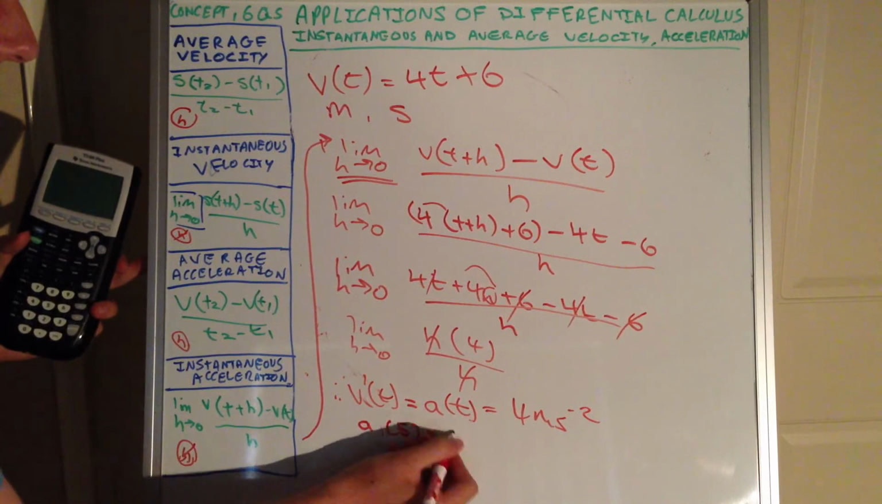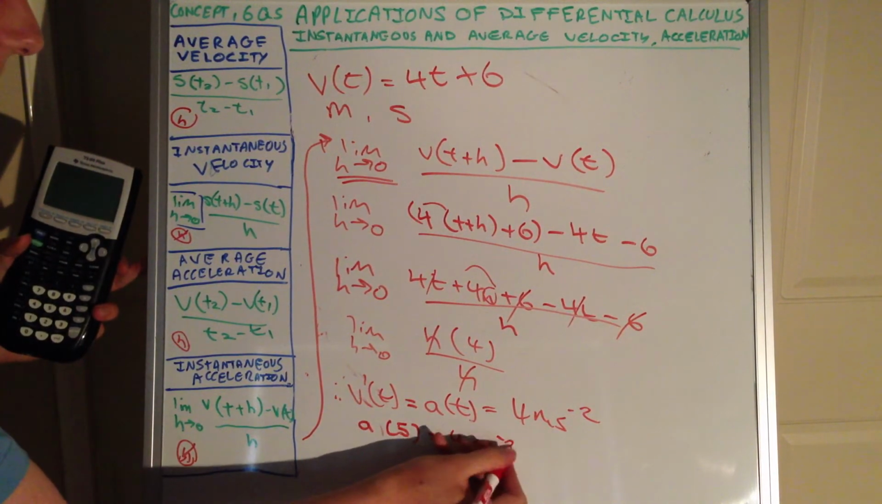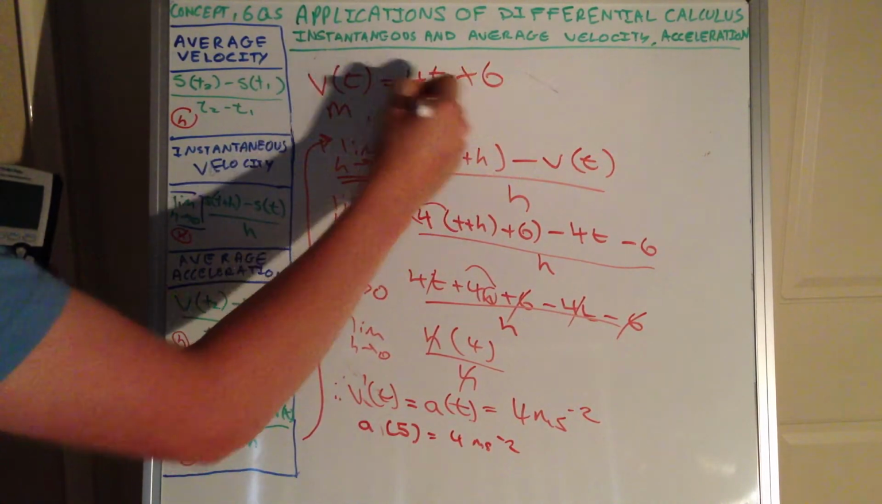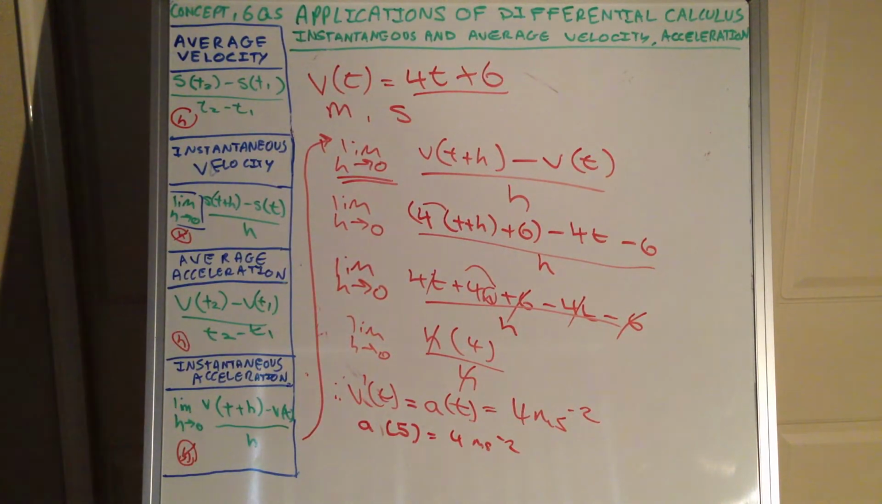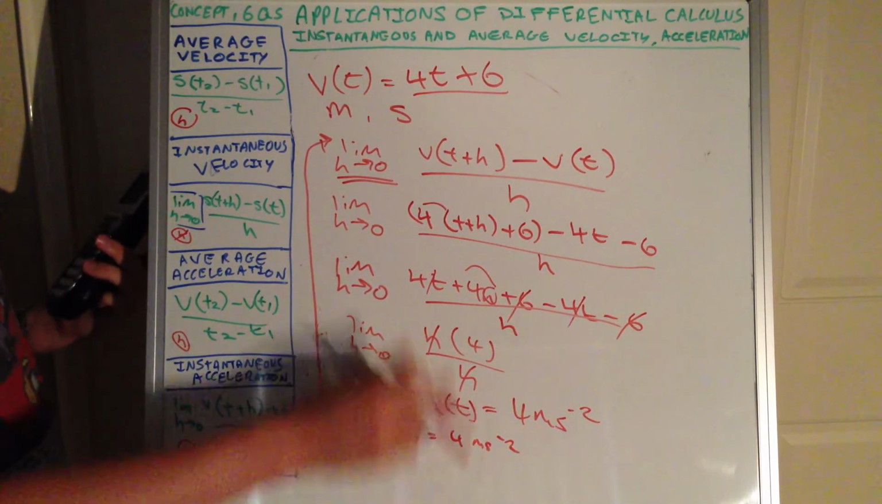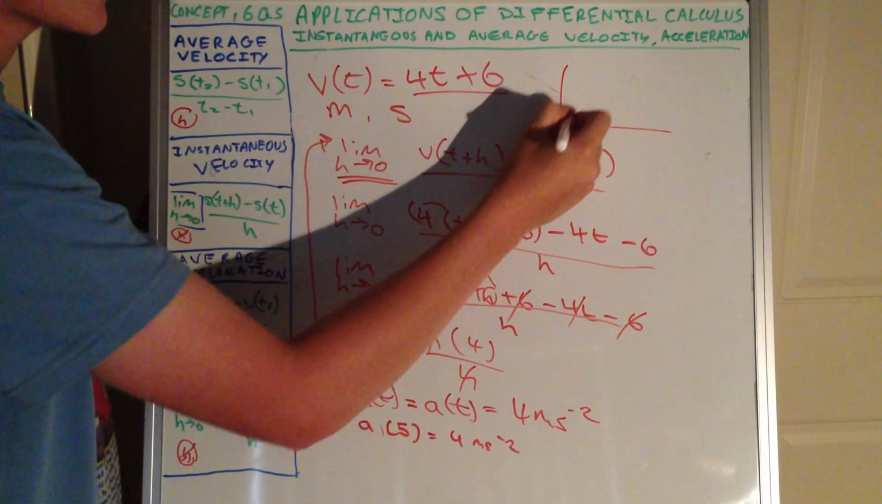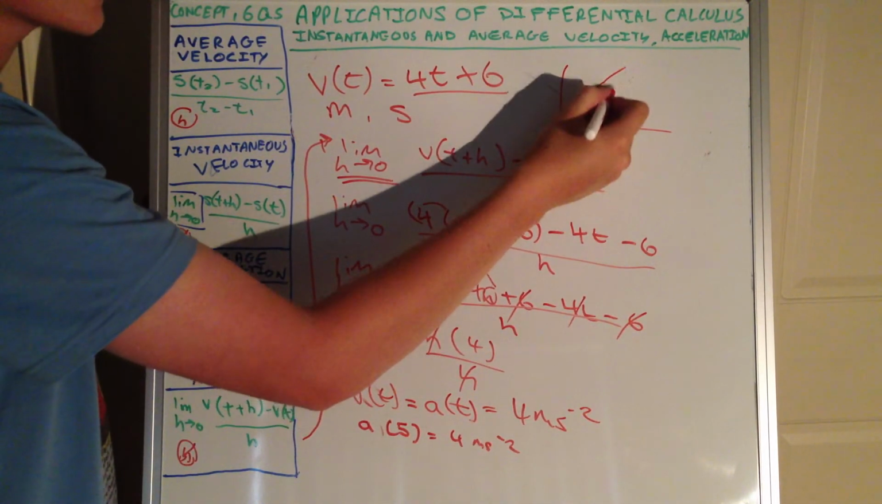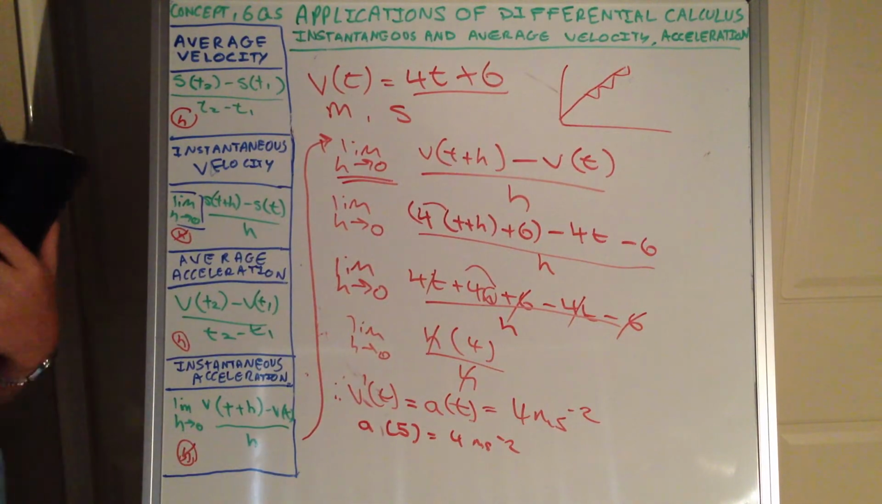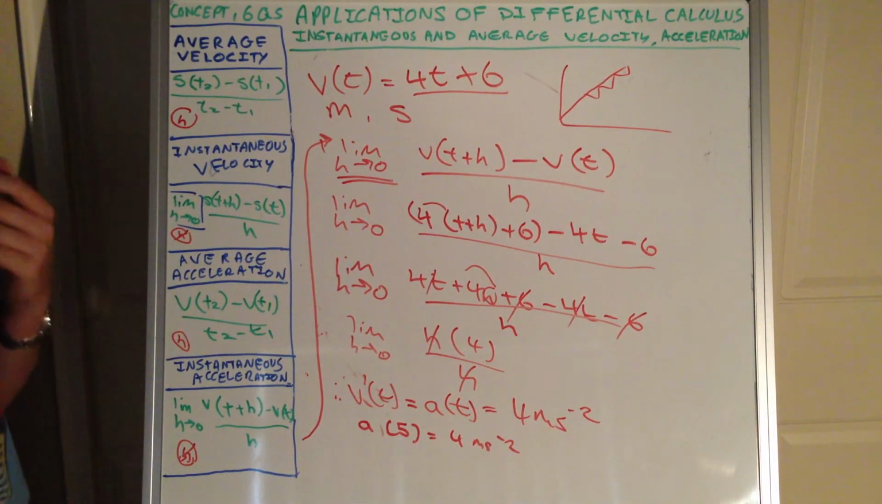equals 5, and again it'll be 4 meters per second squared, because obviously this is a linear equation here, so for any values of t it's going to be a constant acceleration, because our velocity is linear, so our acceleration is going to be constant too. Okay, so that's why we got that result.